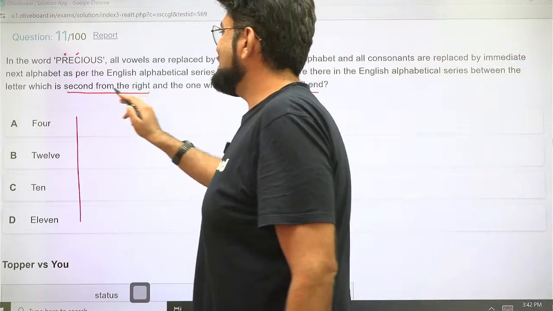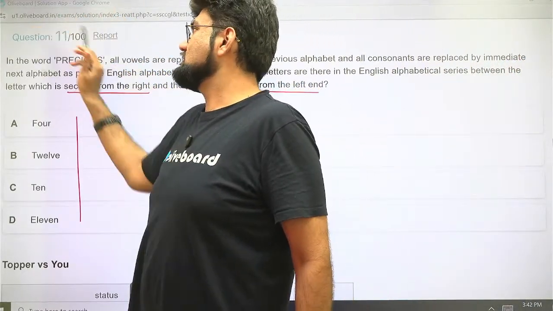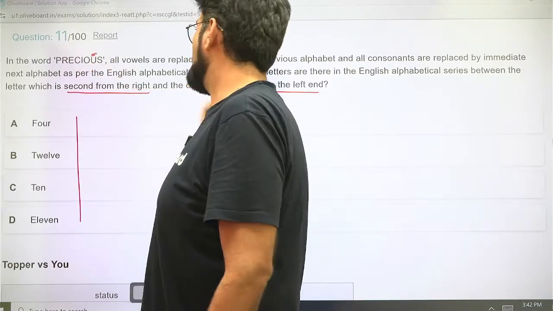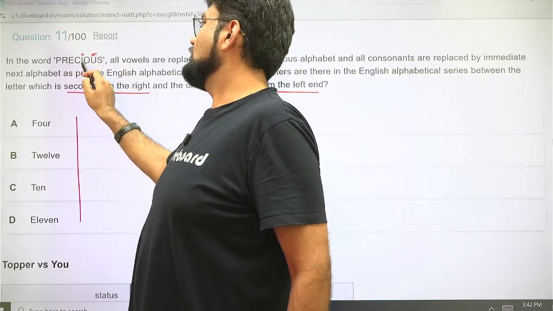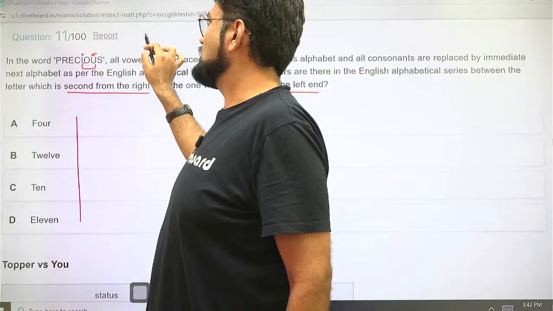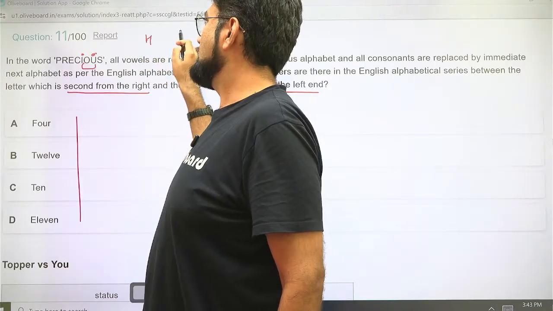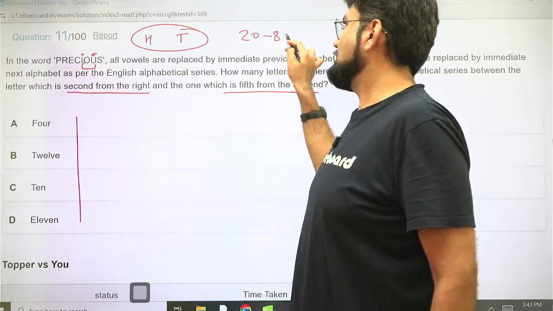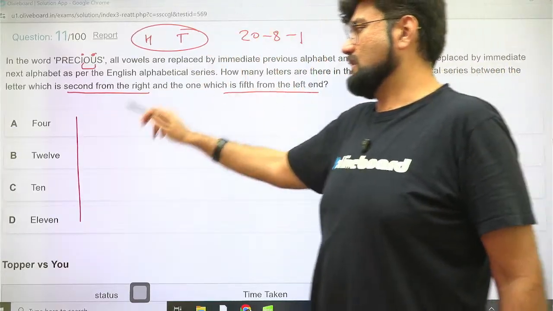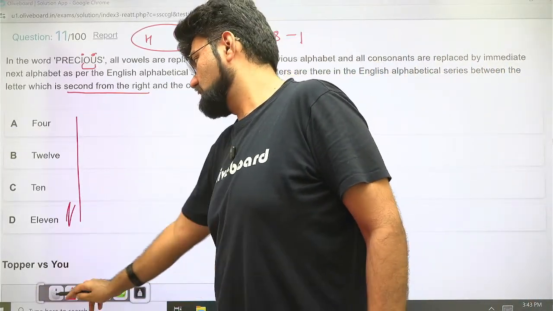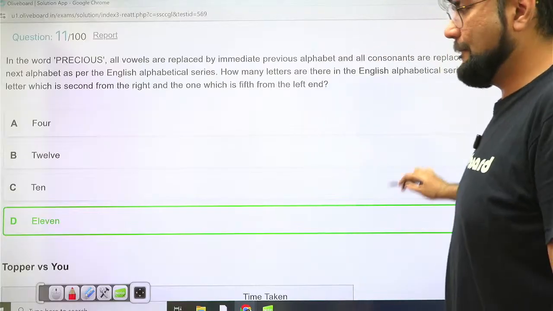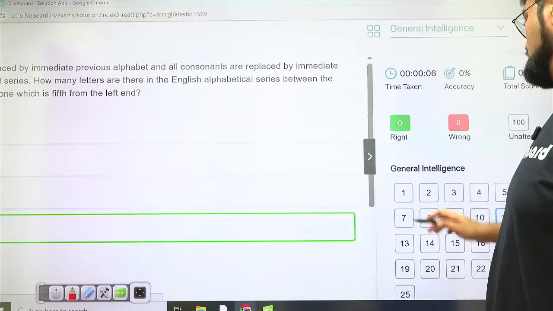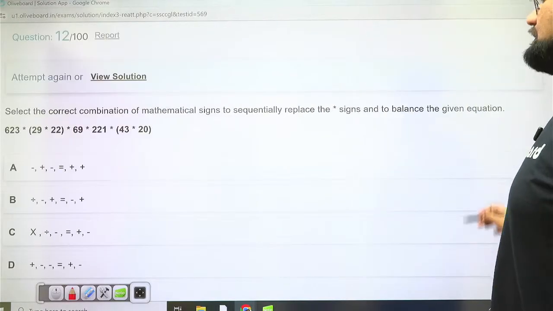Right? Technically, this is second from the right. So it is this one. And fifth from the left. So it is this one. Both of them are vowels. So we'll go minus 1. So 9 minus 1 is 8. 21 minus 1 is 20. And between them, how many letters are there? So 20 minus 8 minus 1. So 12 minus 1 is 11. So option D is the correct answer. Okay. 45 seconds. Probably the same error was committed there.